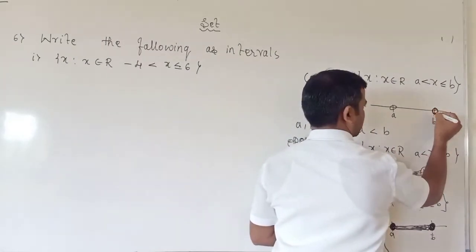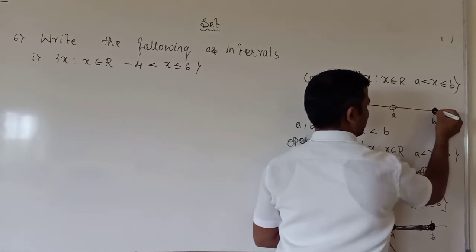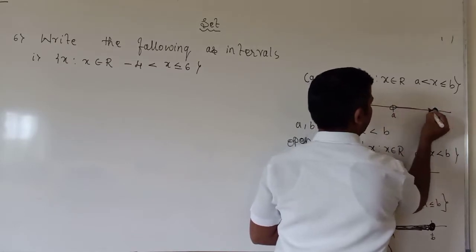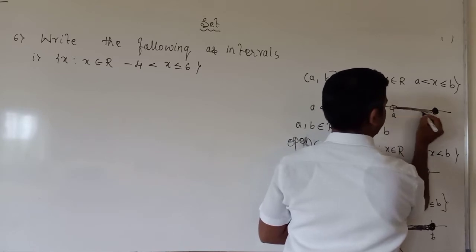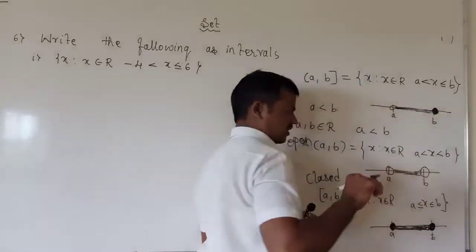Dark the circle. If we are including that, we have to dark the circle, and in between that we have to set. Means we have included already. So whatever we are including, that should be in a dark form only.